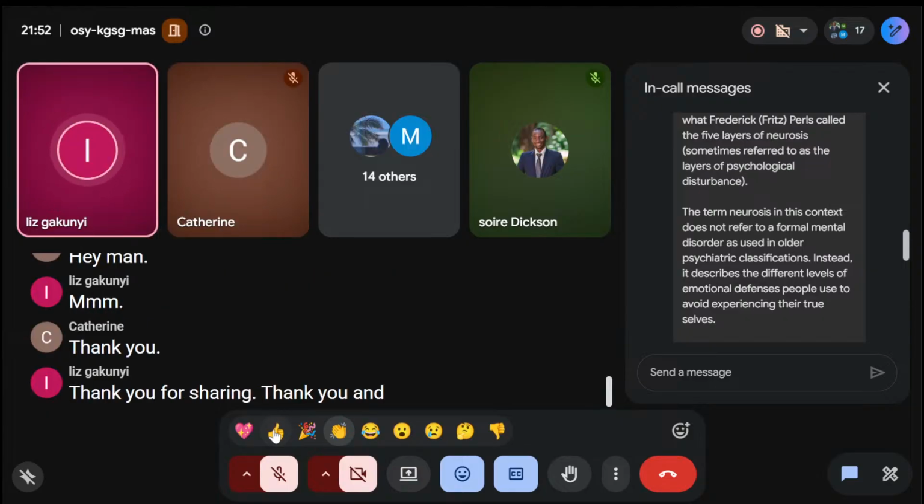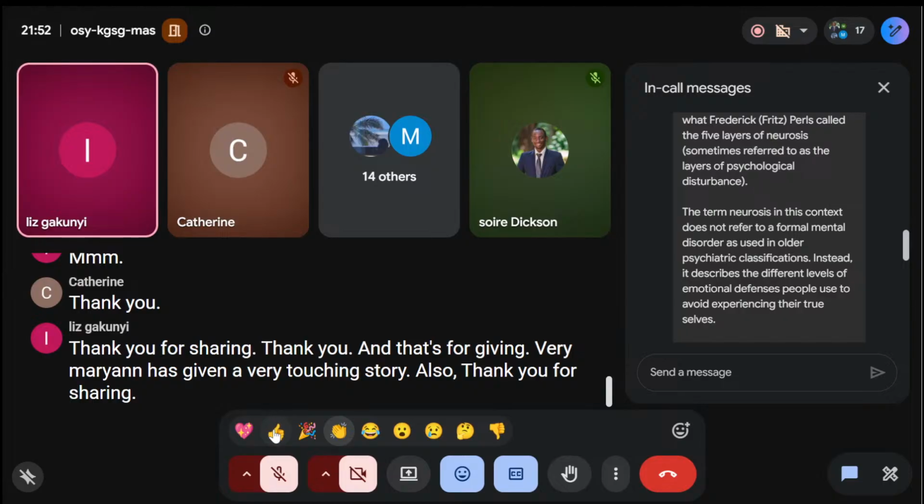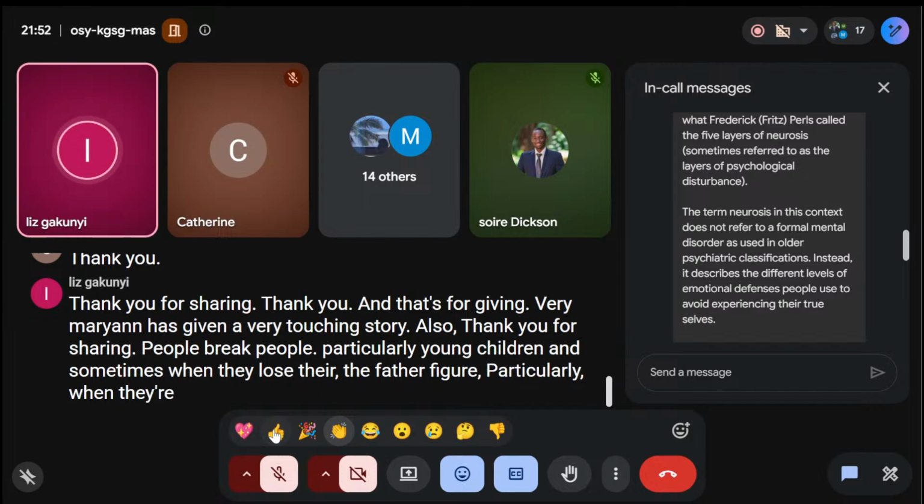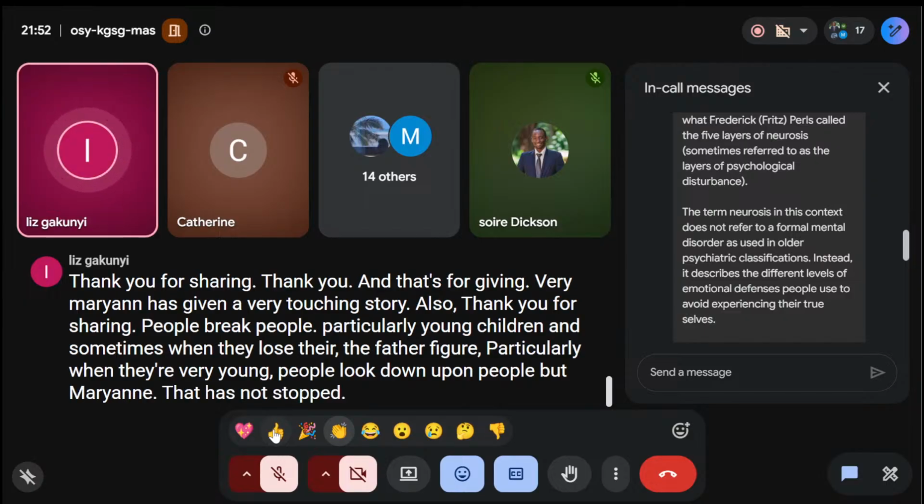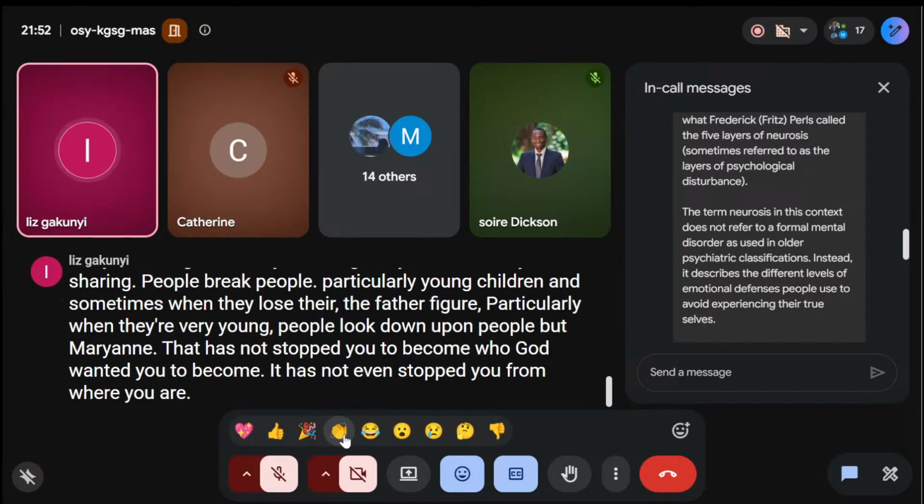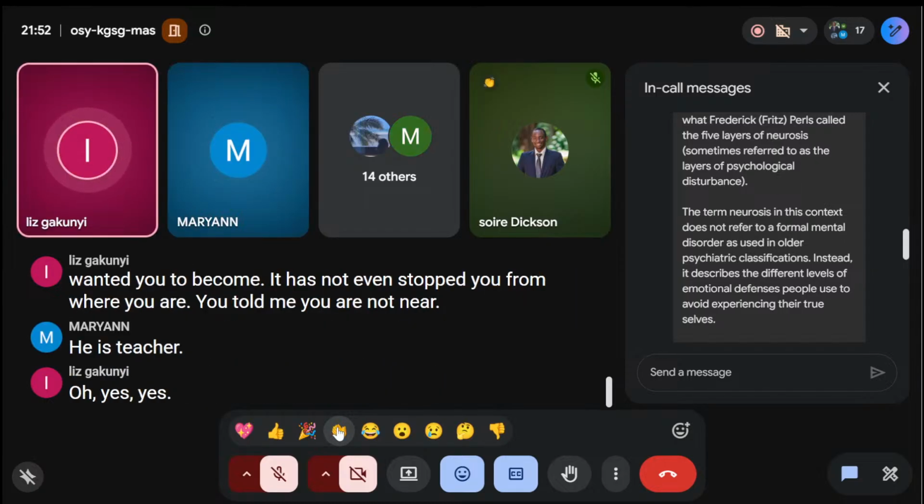Thank you others for giving. Marianne has given a very touching story also. Thank you for sharing. People break people, particularly young children, and sometimes when they lose the father figure, particularly when they are very young, people look down upon them. But Marianne, that has not stopped you from becoming whom God wanted you to become. It has not even stopped you from where you are. Yes, it has not stopped you from being who you are. In fact, it didn't define you.